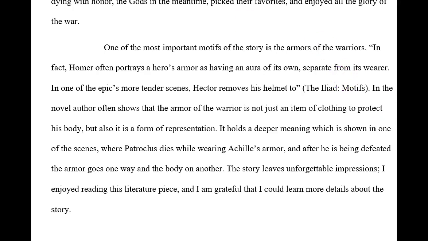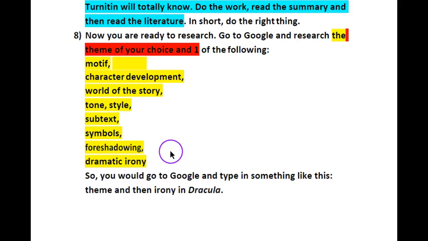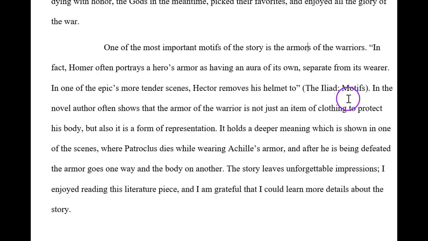Okay, so first of all, armor is a symbol. It's not a motif. So back on the requirements page, we would have chosen symbol, not motif. We also have another quote from SparkNotes instead of a legitimate resource. So I'm not going to go through this, but you realize from the last paragraph that I would go and find an actual resource that describes the use of armor as a symbol in the Iliad.